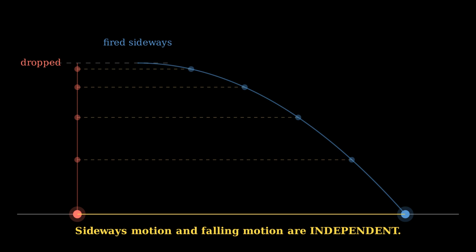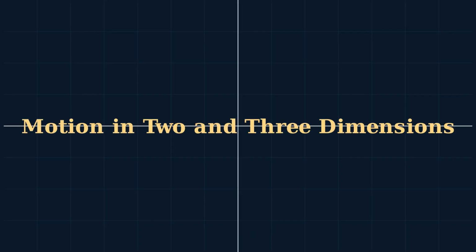The sideways motion and the downward motion simply ignore each other. That single idea is the key that unlocks this entire chapter. Welcome to Motion in 2 and 3 Dimensions.